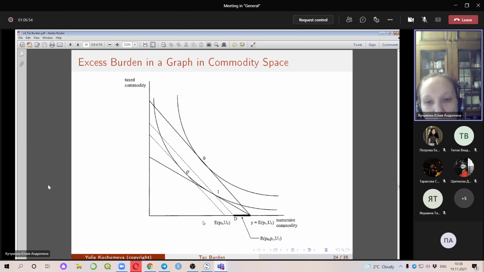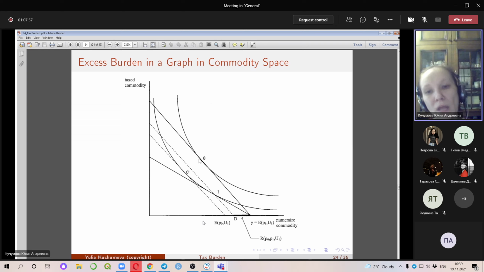We're going to illustrate the equivalent variation in a commodity space, meaning that on one axis there will be a good. The good Y is on the horizontal axis, it's a numeraire commodity, and the good X, which is the taxed good, is on the vertical axis, right? And so what we do is we start from point zero, which corresponds to the initial situation where the initial budget line is tangent to the initial indifference curve that corresponds to utility level U0.